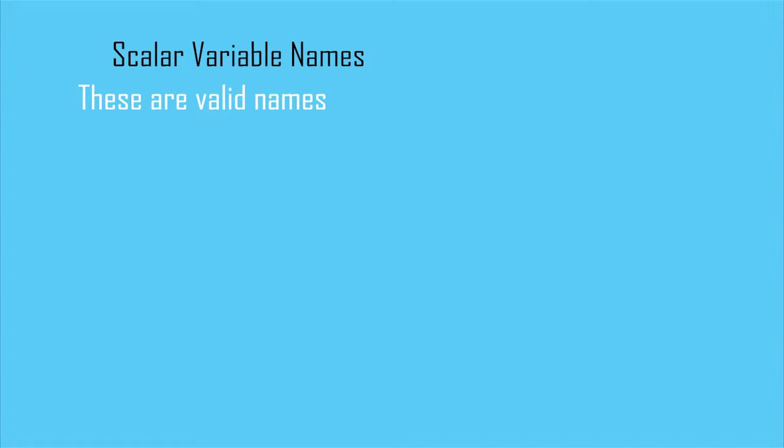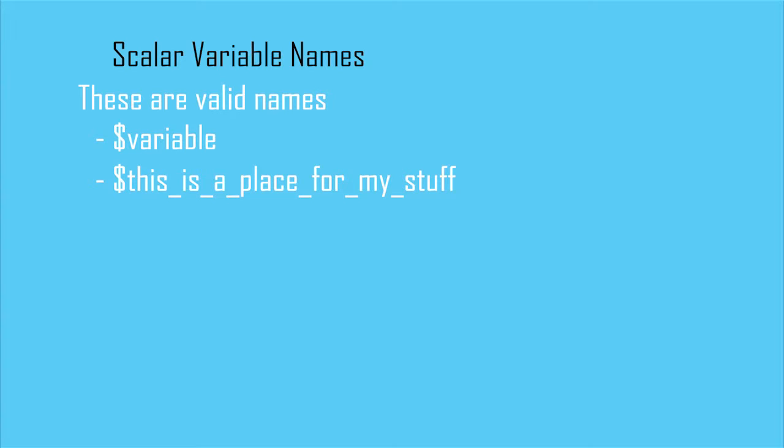Let us look at examples of valid scalar variable names. The first variable is called variable itself, a $ sign, and then we write the word variable. Or the second one, this_is_a_place_for_my_stuff. It's a long string, but it's connected by underscores. And the third one, as you can see, is a combination of characters and numbers.